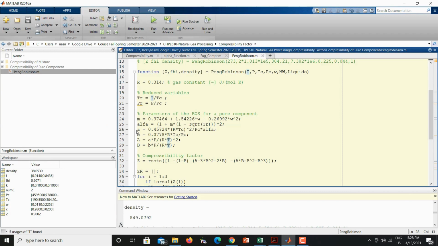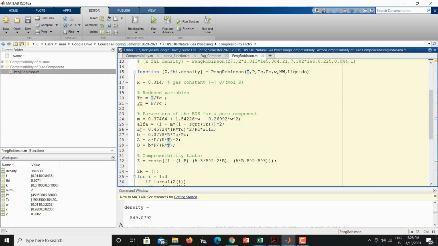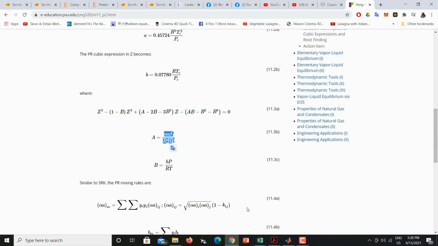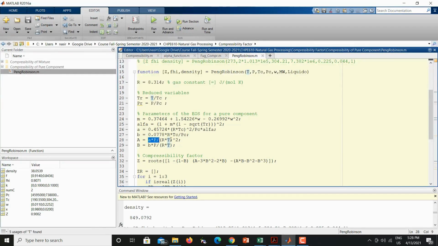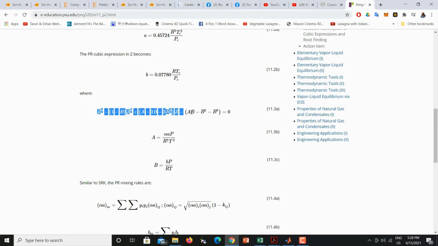Right. And the a and b, which are also mentioned here, this is a and this is b, which we need to calculate. So we calculate a and b here, and the capital A and capital B, shown by this formula, are also calculated here. This is for capital A and this is for capital B. Now the idea is to calculate the compressibility, so this whole equation is put here.